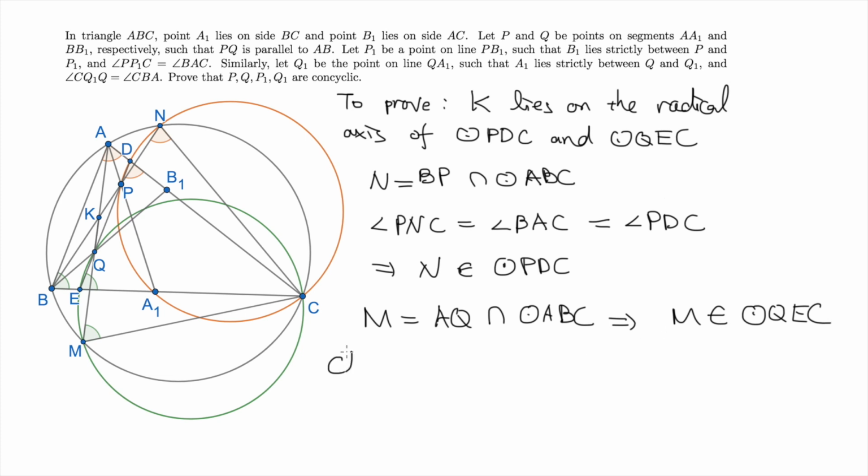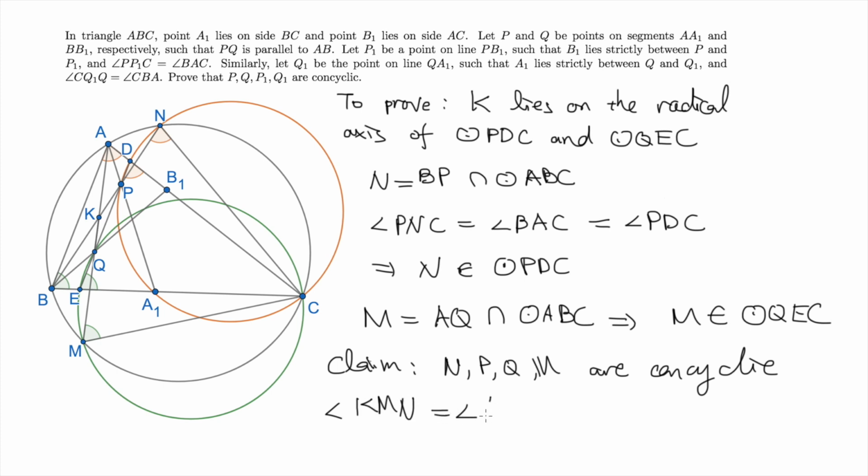Finally, we are going to prove that P, Q, M, N are concyclic. Well, this is again a simple application of Reim's theorem, or we can prove it by basic angle tracing. Indeed, the angle KMN equals the angle ABN equals the angle KPQ, which implies that P, Q, M, N are concyclic. Finally, K is the intersection of PN and QM, which is the radical center of the circles PDC, QEC, and PQMN. So we are done.